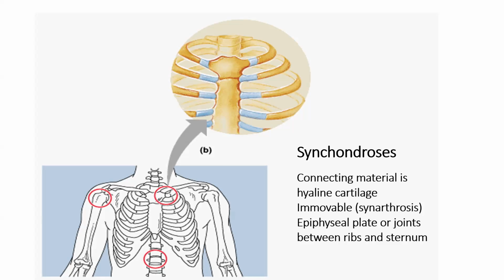We don't have a lot of flexibility with this. We have some. We have enough so our ribs can expand and relax. So with a synchondrosis, we have hyaline cartilage involved here. The epiphyseal plates are one of the examples of hyaline cartilage. The joints between the ribs and the sternum are an example of hyaline cartilage. Fibrocartilage down here, tendons and ligaments here.